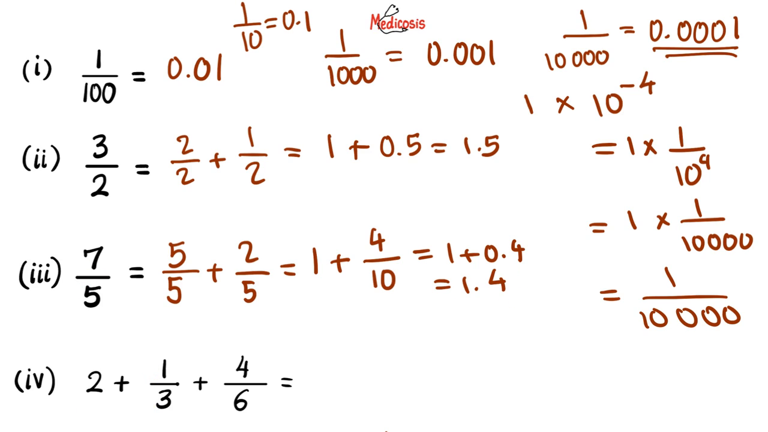Next, 2 plus 1 over 3 plus 4 over 6. Oh, you can realize that this is a third, and 4 over 6, if you simplify, divide by 2 is 2, divide by 2 is 3. So it's 1 over 3 plus 2 over 3. That's just 1 plus 2 equals 3.